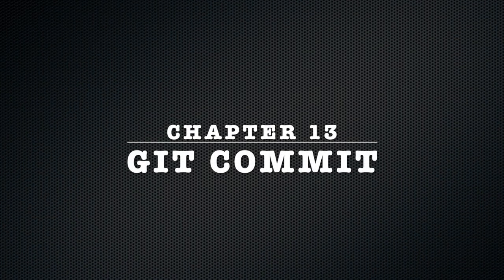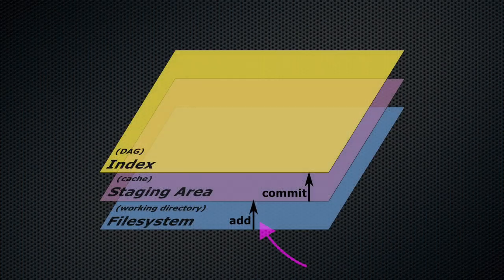Chapter 13, Git Commit. Now that we have covered the Git add command and know about the staging area, the next step on our learning path is the Git Commit command. The Git Commit command is how we tell Git to take the data that is in our staging area and add it to the DAG.